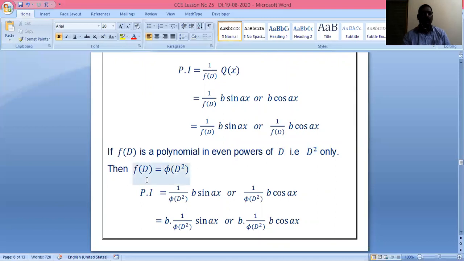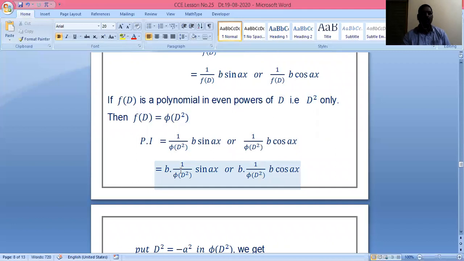If f(D) is a polynomial in even powers of D, that is D² only, then f(D) is equal to φ(D²). PI is equal to 1/φ(D²) b sin ax or 1/φ(D²) b cos ax. It is equal to b times 1/φ(D²) sin ax or b times 1/φ(D²) cos ax.